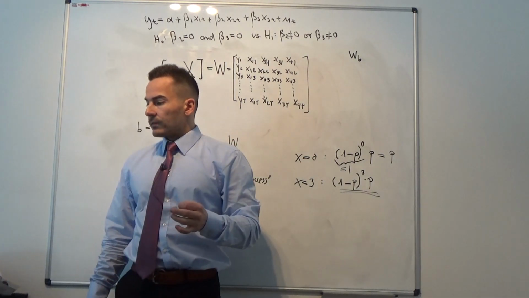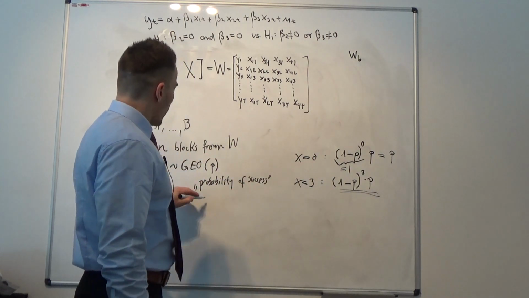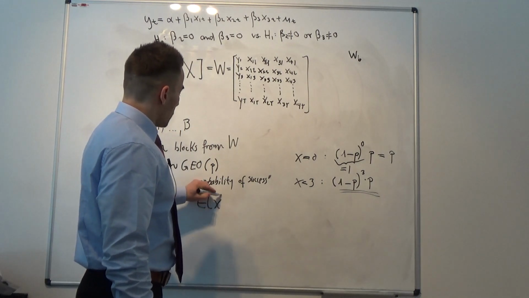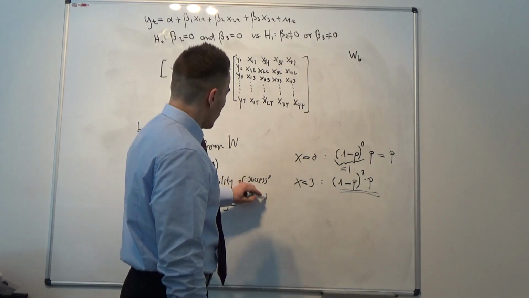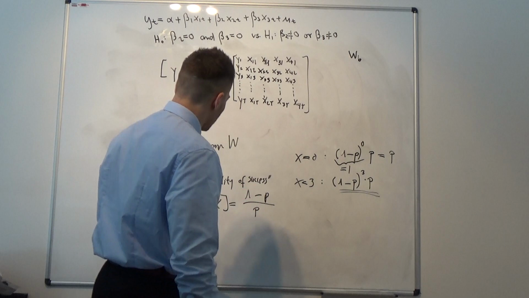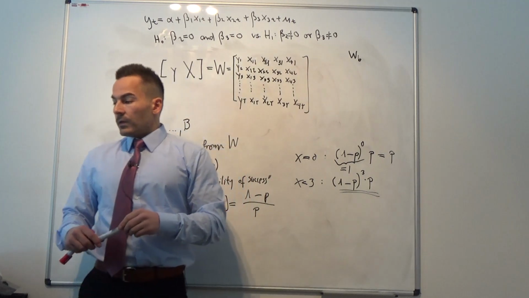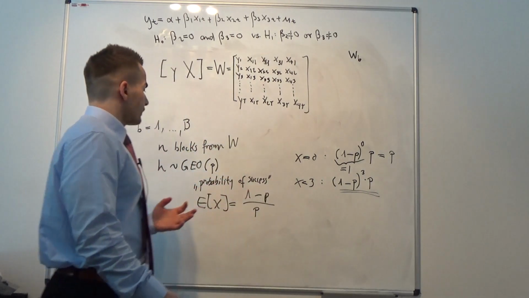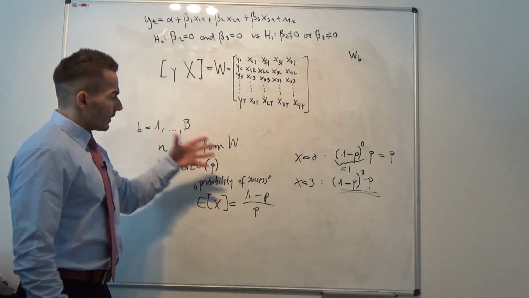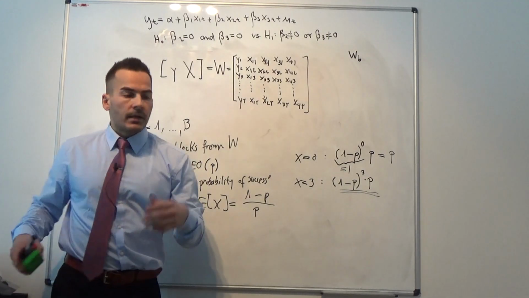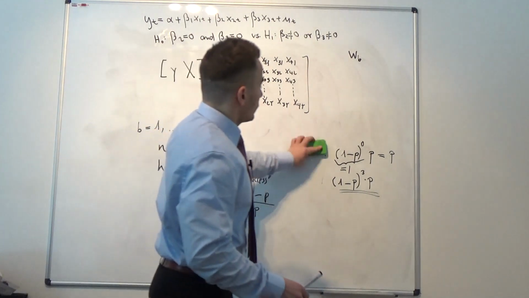And the expectation of the geometric distribution, the expectation of x, is defined as (1 minus p) over p. So that's the idea, and we will discuss soon why we set it up like that. But the major idea is that the block length h follows a geometric distribution.